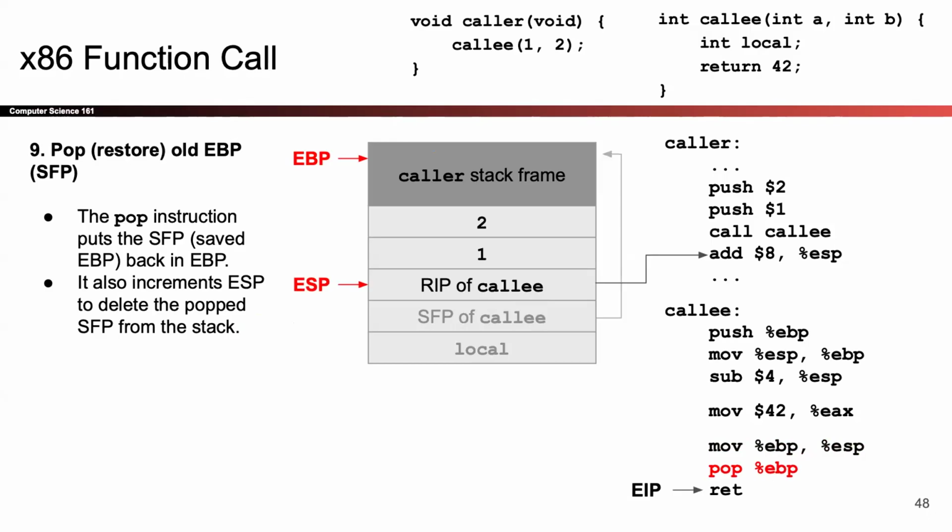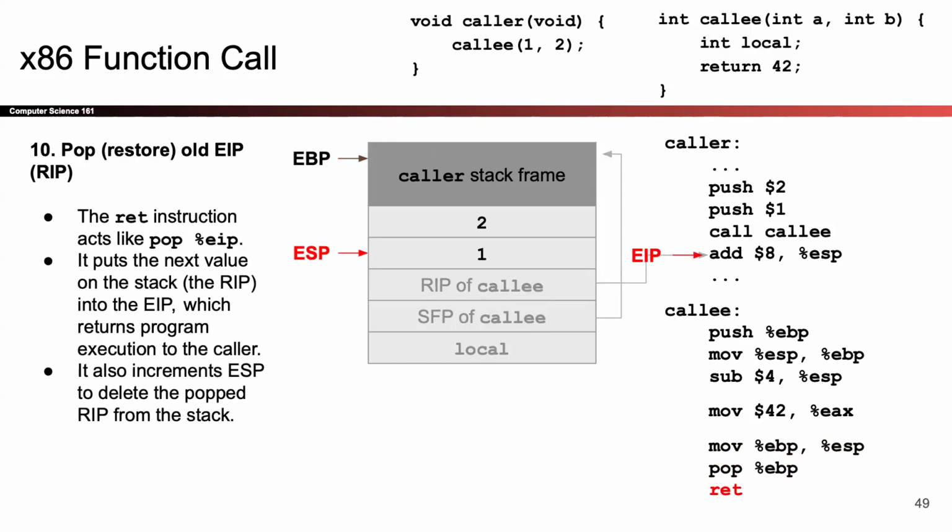So the last thing we do is this ret instruction. What it does is it looks where ESP is currently pointing, treats that as the saved EIP, and puts that value into EIP, and moves the stack pointer up by 4. So now the EIP will be pointing to the next instruction in the caller.